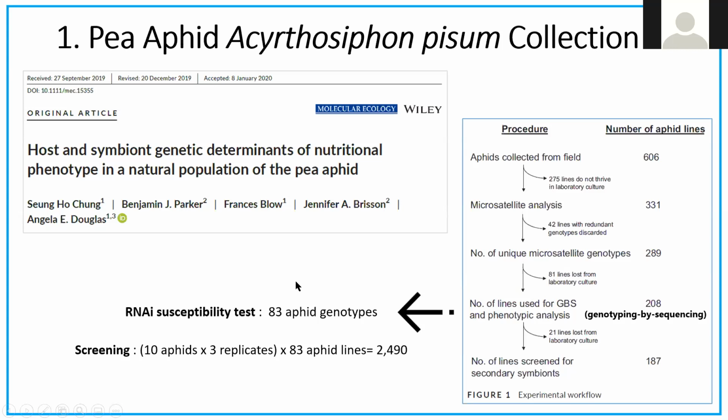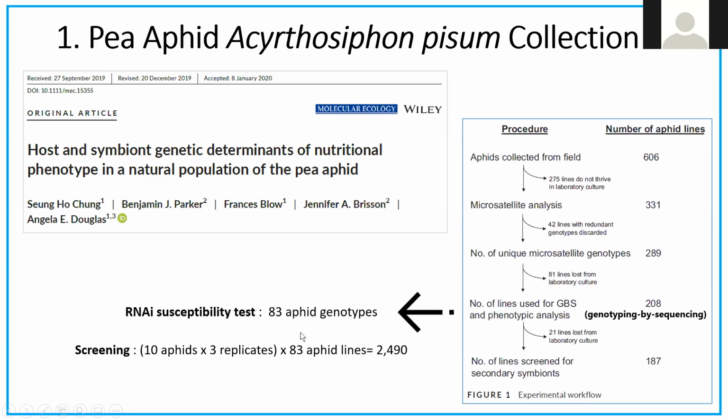And in my study, I randomly selected 83 lines out of 208 lines. We believe that the 83 would be enough to represent the whole population, because it would be nice to do all 208 samples, but the RNAi susceptibility test was sort of a screening test.